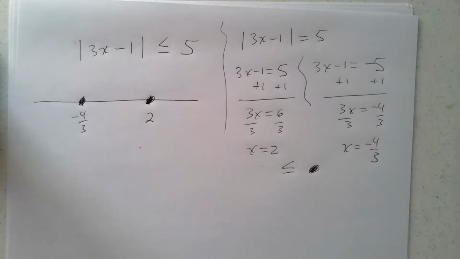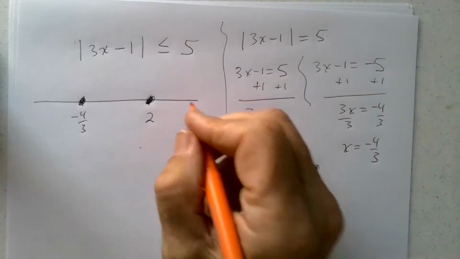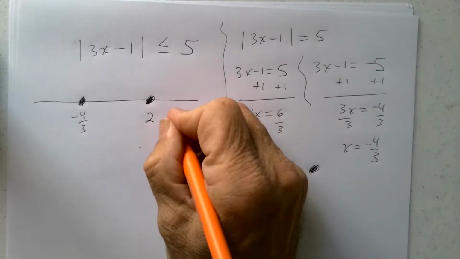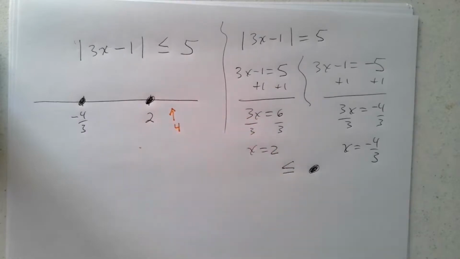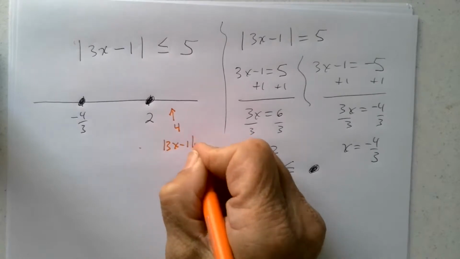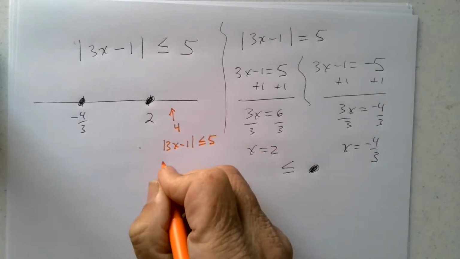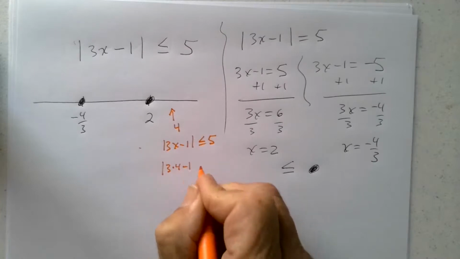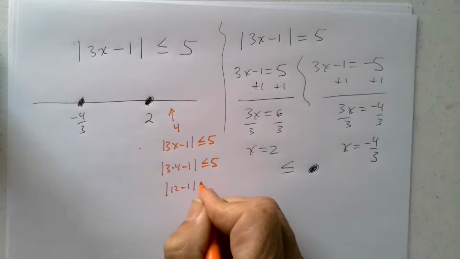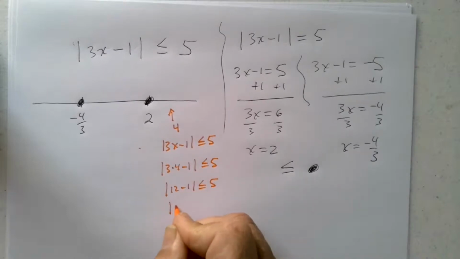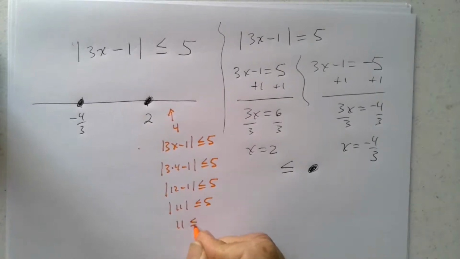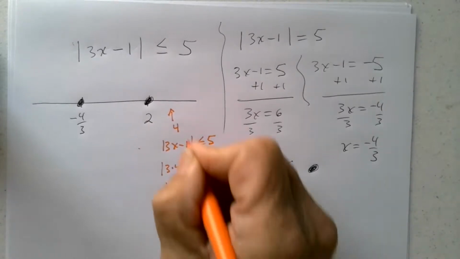I can plug numbers in and see what I get. Let's try a number beyond 2, like maybe 4. Is that going to work? Let's see. Absolute value of 3x minus 1, is it less than or equal to 5? Absolute value of 3 times 4 minus 1. 12 minus 1, absolute value. Absolute value of 11, less than or equal to 5. 11 less than or equal to 5. No. So I'm not shading that way.